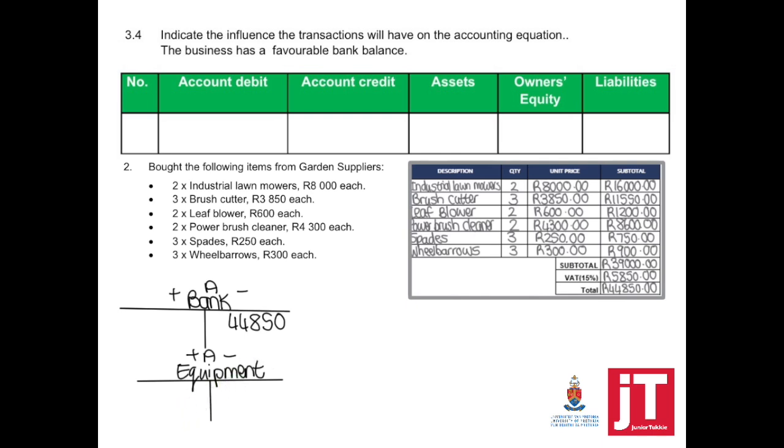You can also use equipment as a base to work from. If I buy more equipment, what's going to happen to your assets? Your assets are going to increase on the debit side. Every debit has a credit. And the next step is completing that on our table. Our assets will be plus, minus, nothing; owner's equity, nothing; liabilities, nothing.